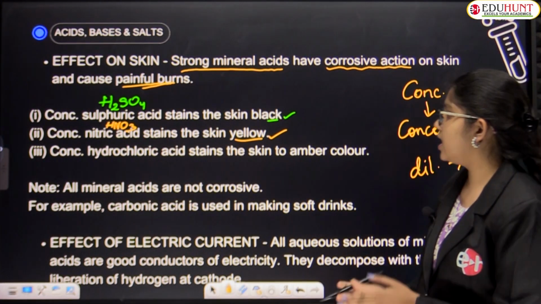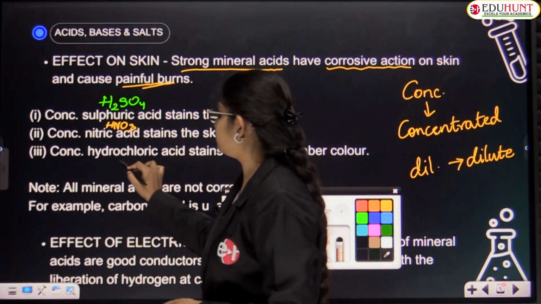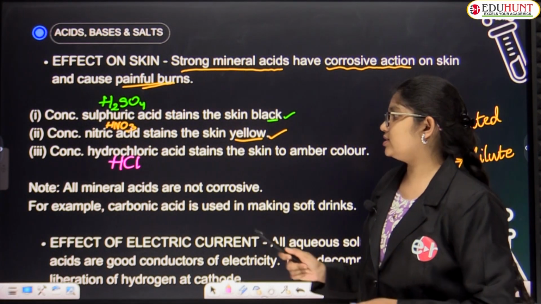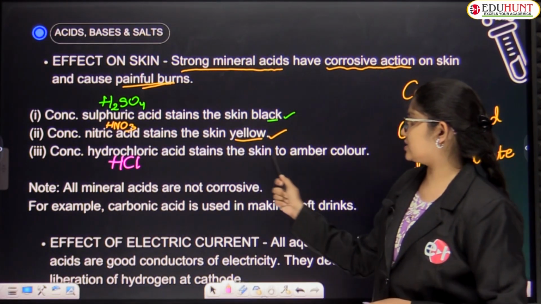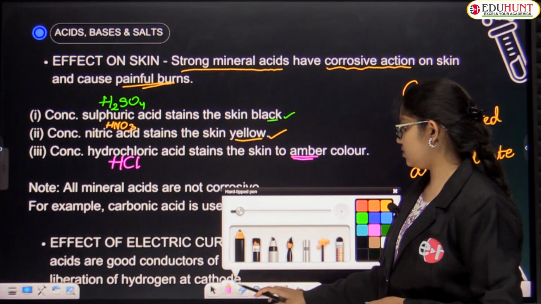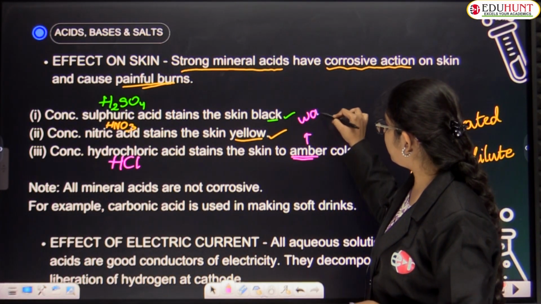Fine. Now, third one. Concentrated hydrochloric acid. What's the formula, children? Very good. HCl. Okay. Concentrated hydrochloric acid stains the skin amber in color. What is the color, ma'am? Amber color. Amber means it is warm.